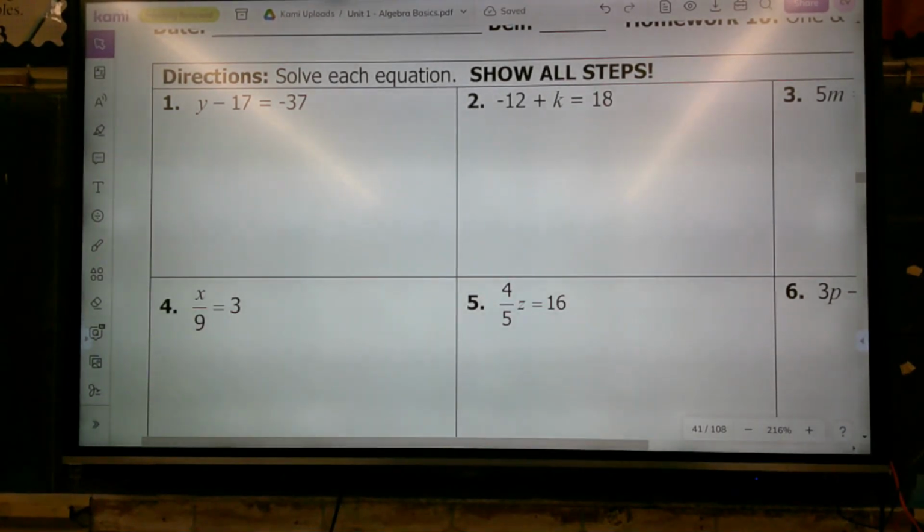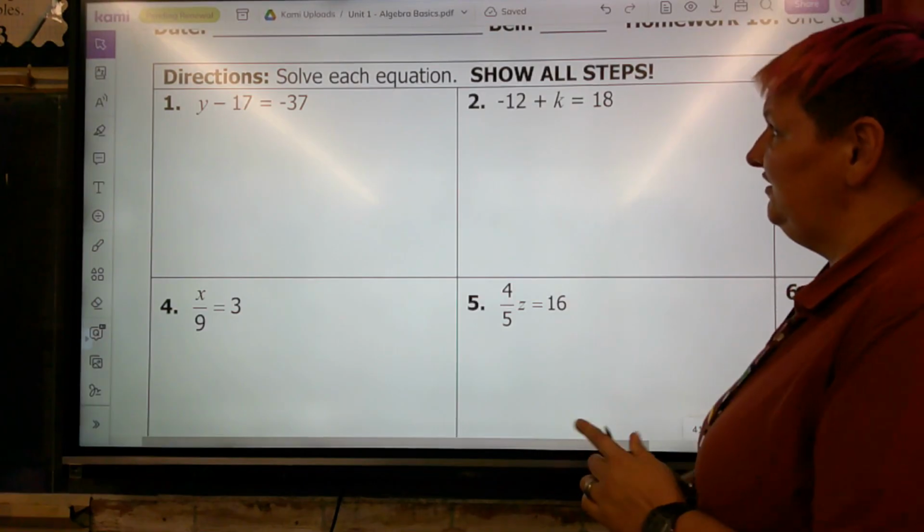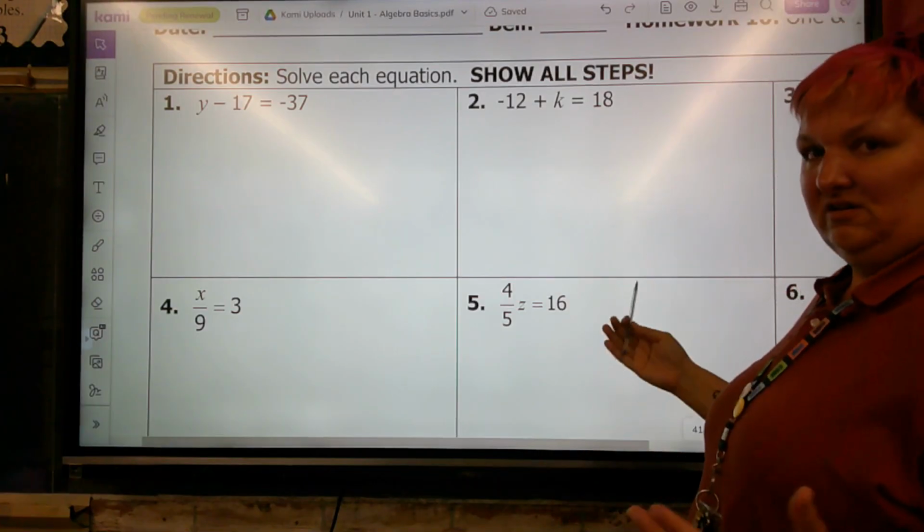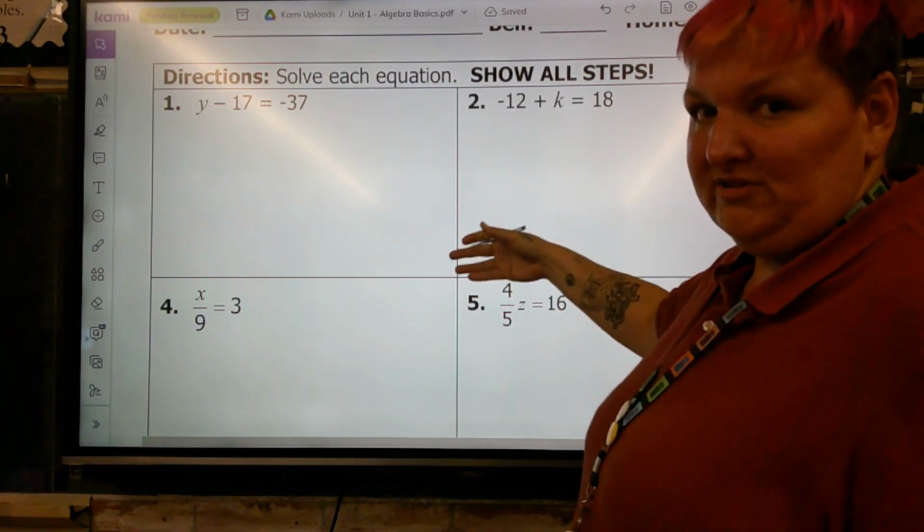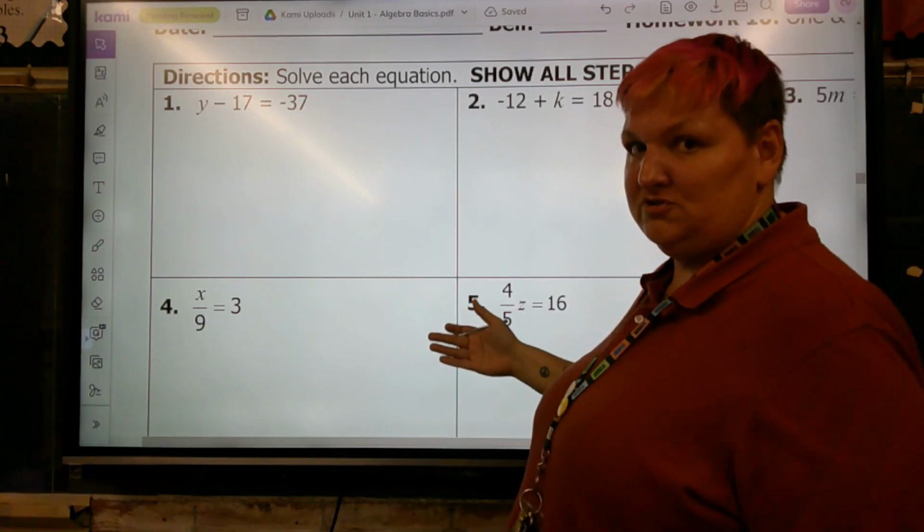Welcome to the Unit 1.9 practice sheet. As a reminder, you should probably try to work them before I do so you can check your work.